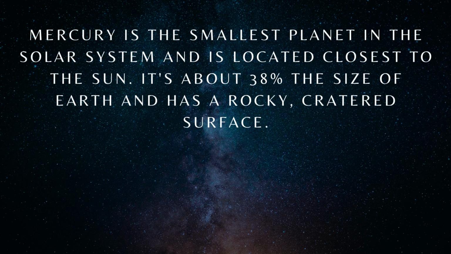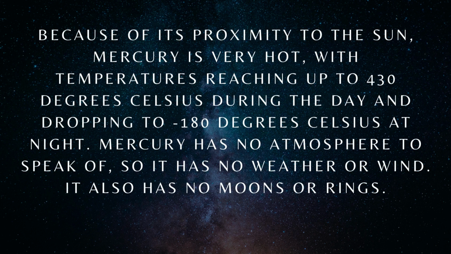Mercury is the smallest planet in the solar system and is located closest to the Sun. It's about 38% the size of Earth and has a rocky, cratered surface. Because of its proximity to the Sun, Mercury is very hot, with temperatures reaching up to 430 degrees Celsius during the day and dropping to -180 degrees Celsius at night. Mercury has no atmosphere to speak of, so it has no weather or wind. It also has no moons or rings.